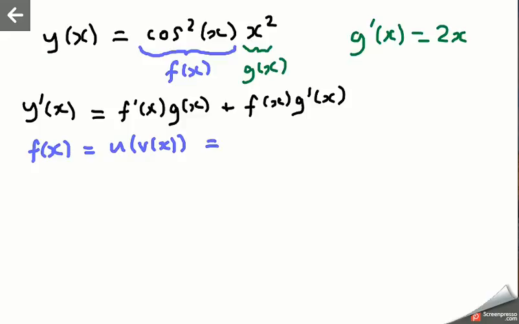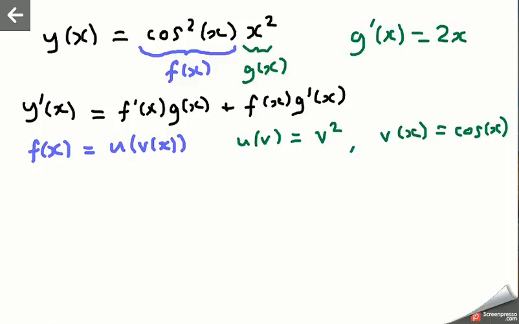Well, so u of v of x, what function shall we choose? Well, we're squaring cosine of x. So let's let u of v be v squared. And then that means that v of x must be cosine of x.